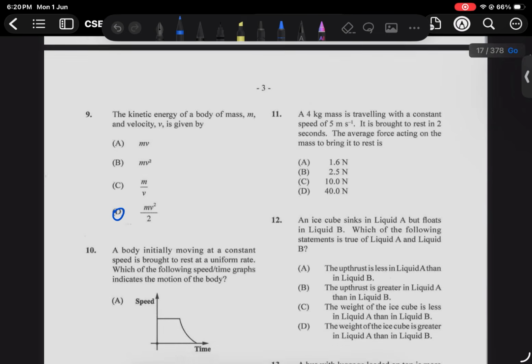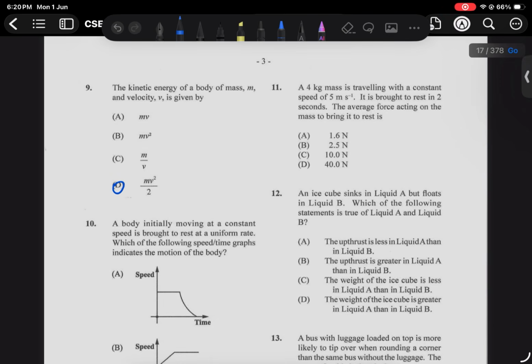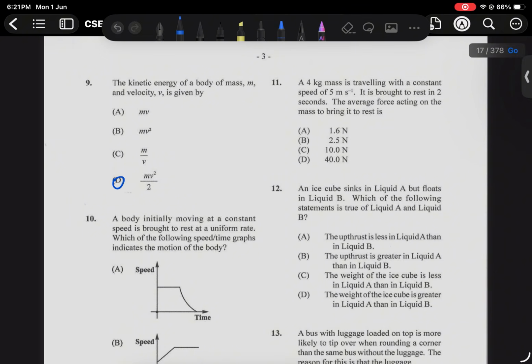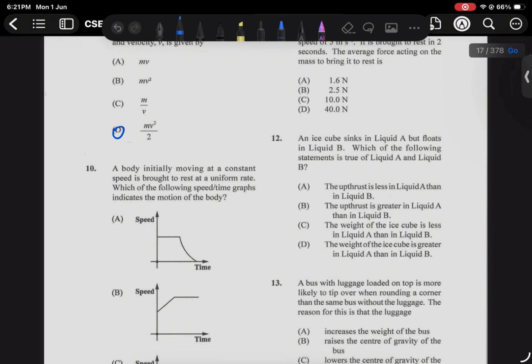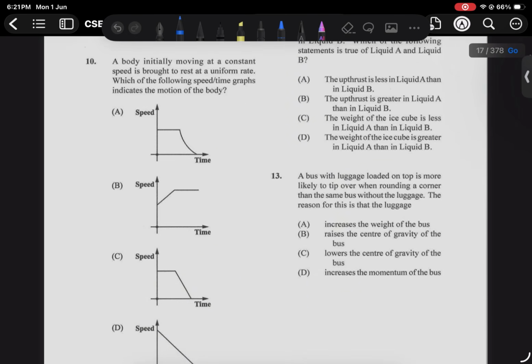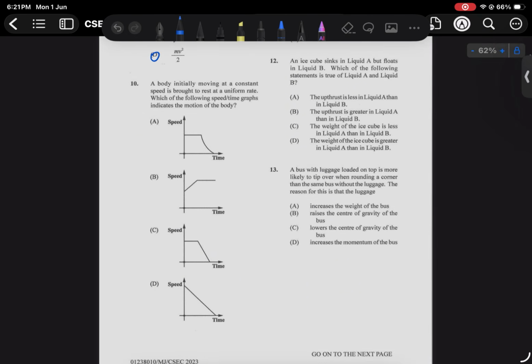A body initially moving at a constant speed is brought to rest at a uniform rate. Which of the following speed-time graphs indicates the body's motion? Okay, so it's at constant speed and then it's brought to rest at a uniform rate. That'll be C. Constant, then brought to rest at uniform rate.